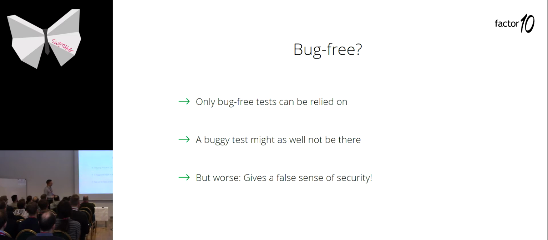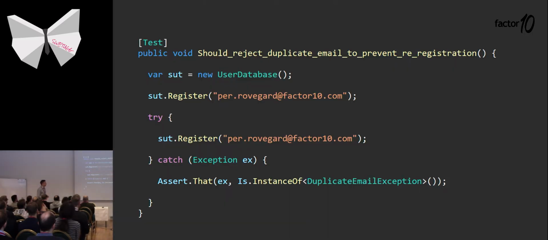And my favorite example of a buggy test is this. We have a user database. The user database isn't my favorite thing. It's the structure of the test that is so good. SUT here stands for subject under test. So we create a user database and we register a user. And the point of the test, as the name suggests, is to ensure that the user database rejects duplicates, that the user registers twice. So we register a user, and then we register the same user again, and we verify that the exception we get is a duplicate email exception.